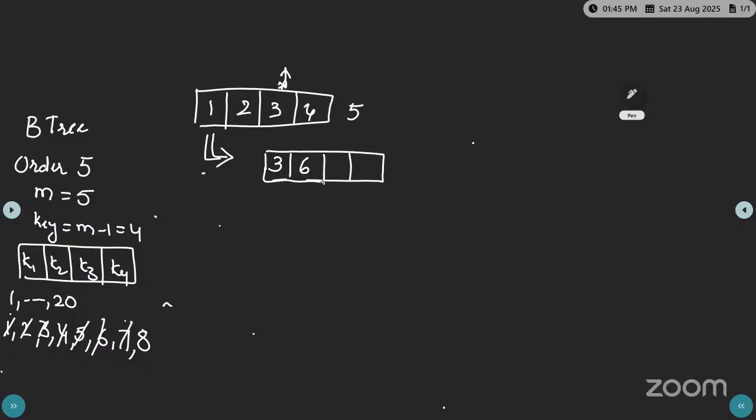Six moves one level up. Where does 1 go? 1, 2, and remaining space is also available. Okay, remaining space also available. Here I'm not inserting into the remaining spaces.